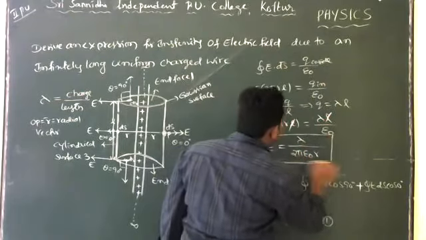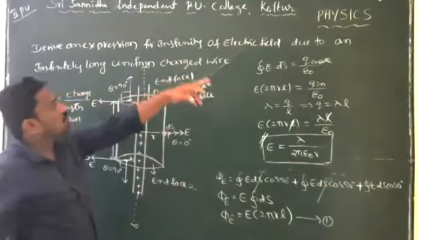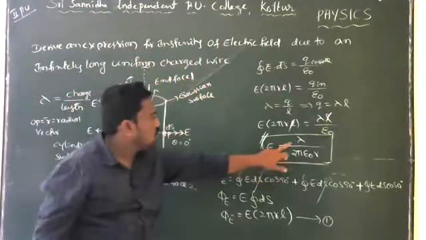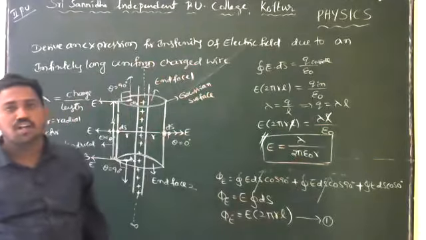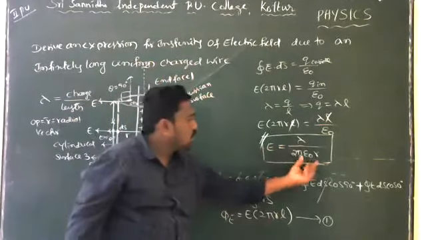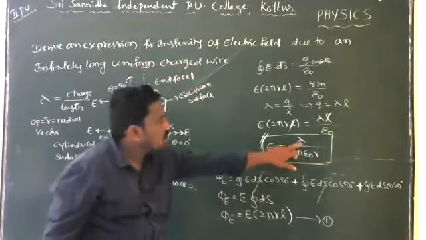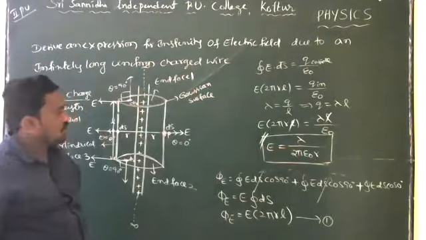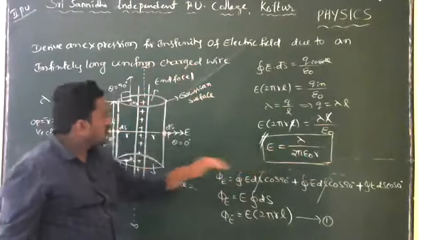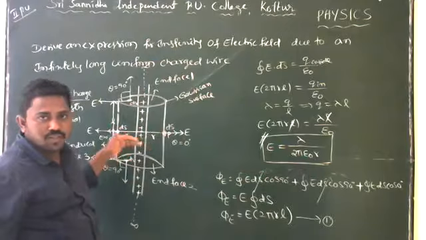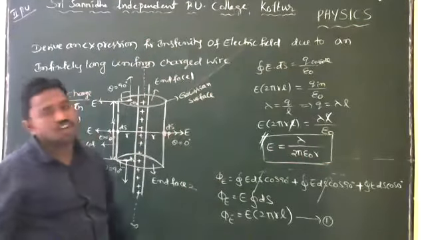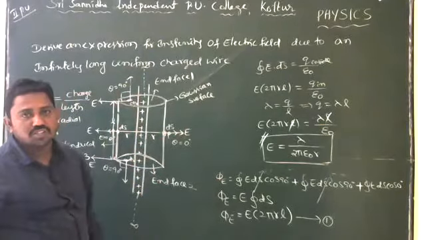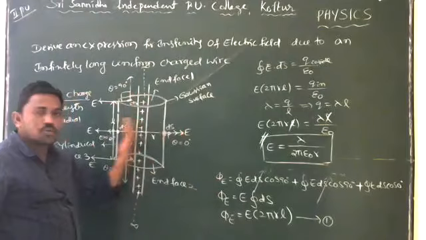This is the formula for the intensity of the electric field due to an infinitely long uniformly charged wire. E is equal to lambda divided by 2 pi epsilon naught into R. If lambda is positive, it is a positively charged wire; lambda can also be taken as negative for a negatively charged wire. What is the direction of the electric field? For a positive charge, the field is directed away from the charge. For a negative charge wire, the electric field is towards the charge.